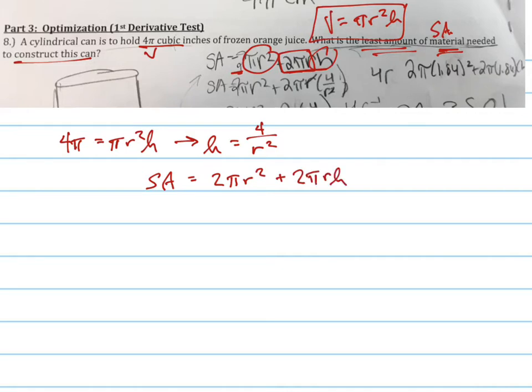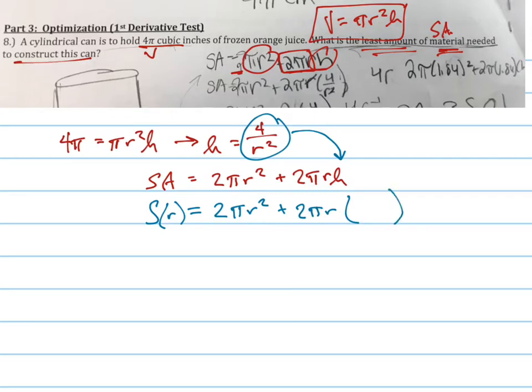But now we're going to substitute that in for our h. So now I'm going to write the surface area in terms of radius. S of r, because now I'm only writing it in terms of radius, is 2 pi r squared plus 2 pi r, and I'm plugging in 4 over r squared. Now let's cancel these. One of these r's will cancel out, and let's simplify this a little bit. So this is 2 pi r squared plus 8 pi over r.